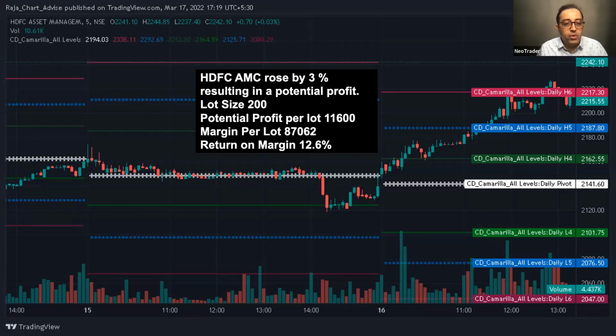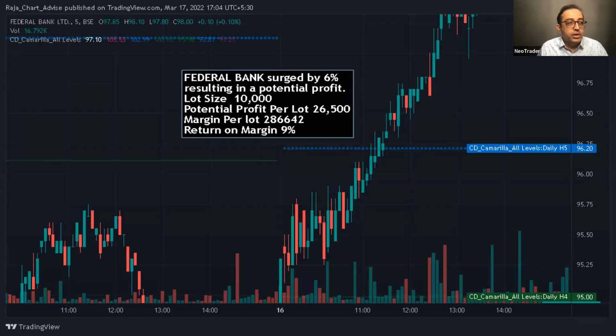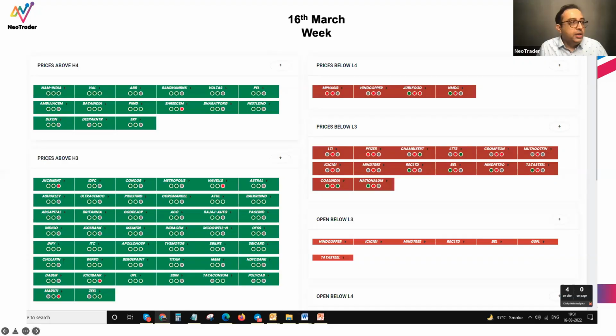Whatever I am showing you, I am showing it to you from recent examples. These are examples. The stock has come here and then we are showing you the same. You can see here that it appeared on that day. HDFC AMC goes up till H6 and then you book your profit. Again, 16 March. What are you seeing here?